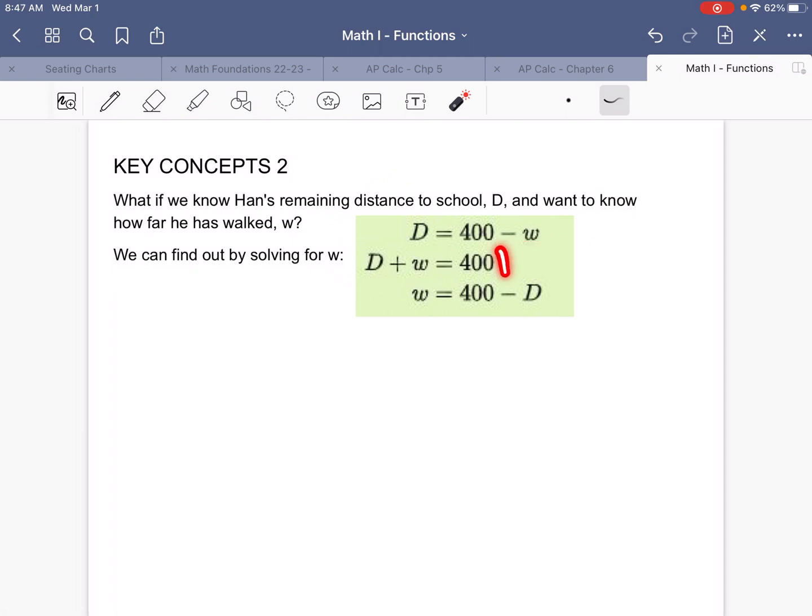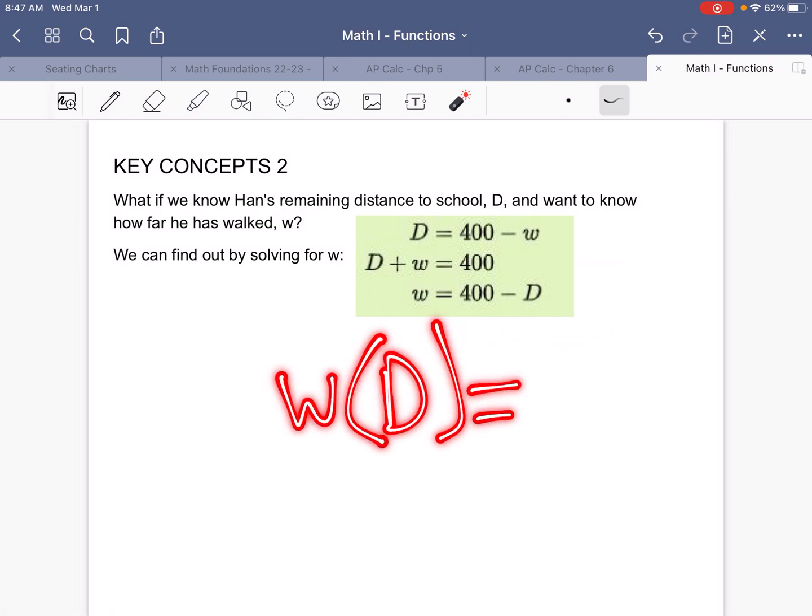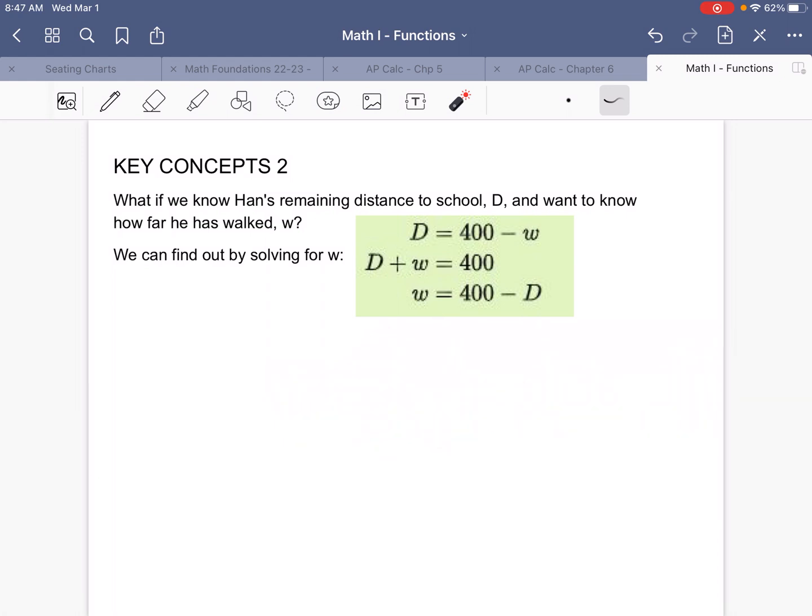So we could add w to both sides, and we get d plus w equals 400. And then we could subtract d from both sides, and then we get w equals 400 minus d. So now w is a function of the distance from school. And you would just take 400 minus whatever distance from school he is. The input is now the distance he is from school, and w is how far he has walked.